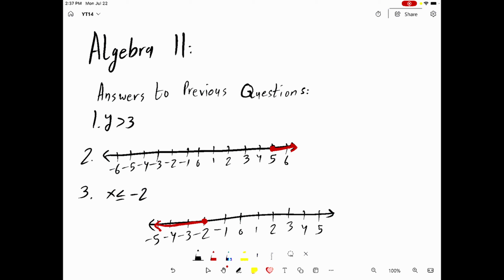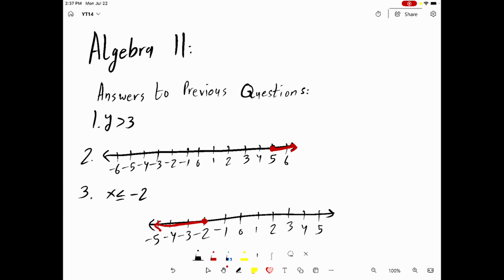Without further ado, let's get on to our answers to our previous questions. For our first question, the answer is y is greater than 3. For our second question, the graph is shown right here in red. This is the graph. It kind of looks like this. And the line is in red. That means that's the graph. And the black part is just the number line.